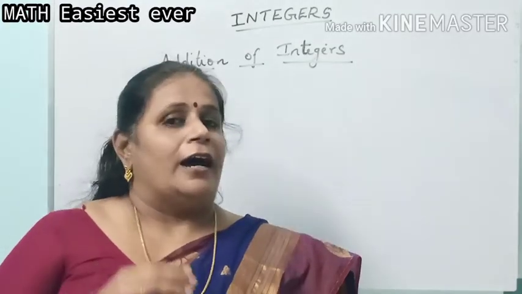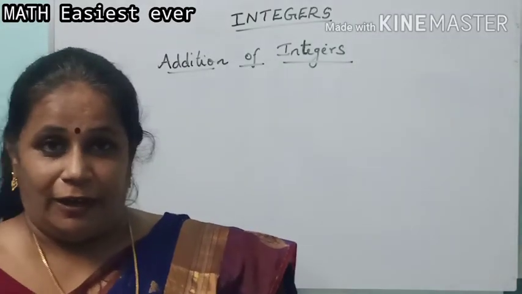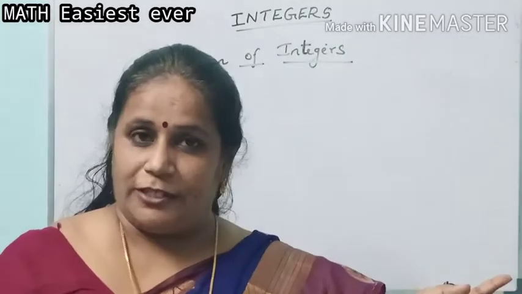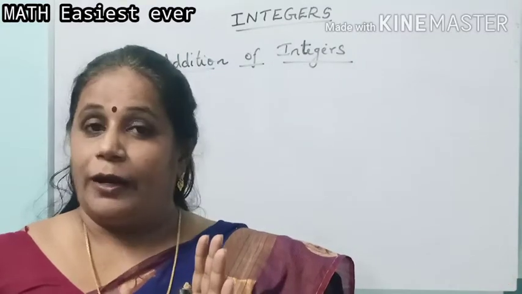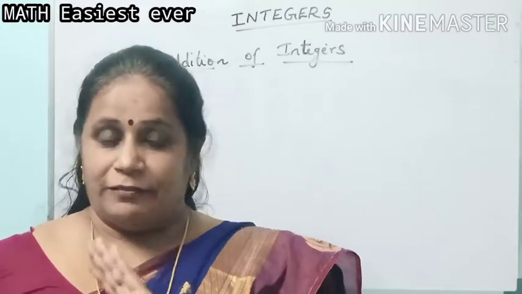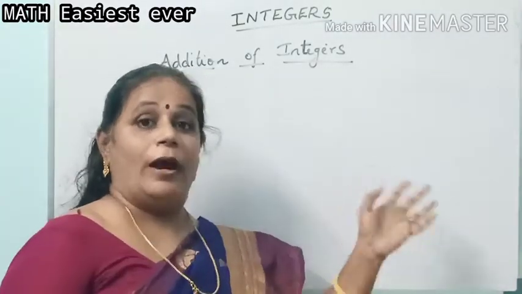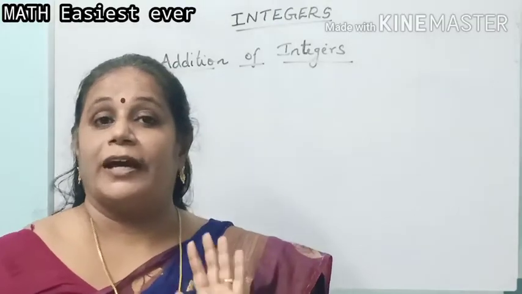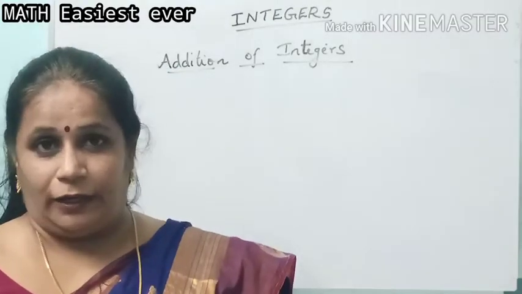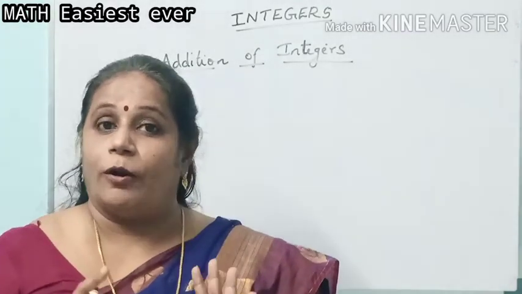Now recall what are integers. Integers are the positive numbers 1, 2, 3, 4, 0 and also the negative numbers, minus 1, minus 2, minus 3, etc. That is, if you have a number line, you will have positive numbers, 0 and negative numbers together form the collection of integers. Hope you will be recalling. The collection of positive numbers, negative numbers and also 0 is called integers.